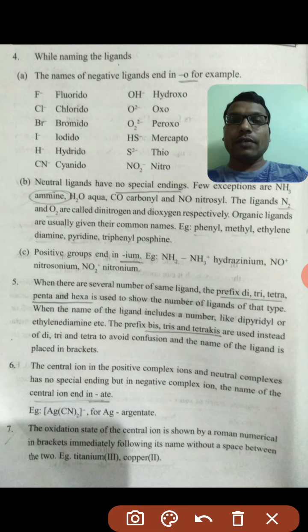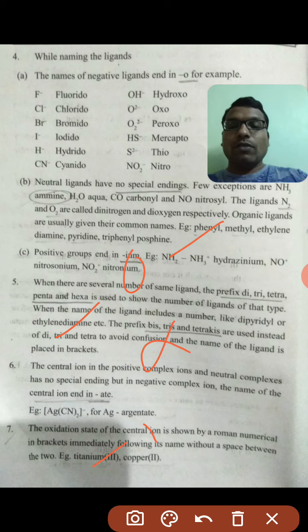Okay, I will once again repeat. Negative ligand ends with o. Neutral ligand has no special ending. Positive ligand always ends with ium.